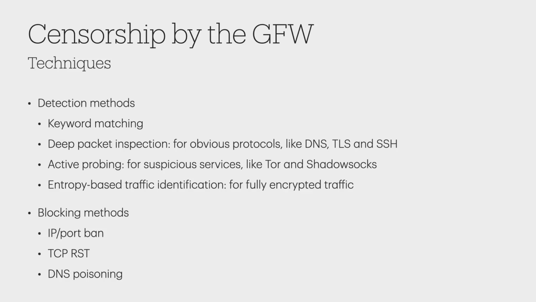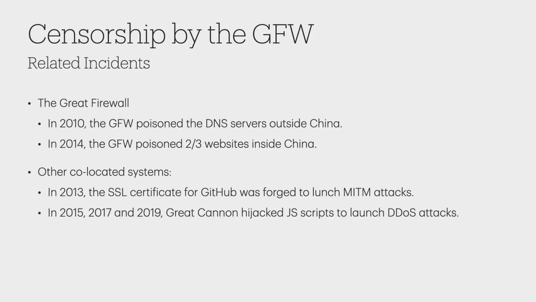When it determines a host is serving sensitive data, it may ban the IP address, port, or inject TCP reset to kill the connection. For DNS queries for sensitive domains like Google, it injects forged responses to tell the client a wrong IP address. There have been several global incidents related to the Great Firewall. In 2010, the Great Firewall poisoned DNS servers outside China, affecting domains like YouTube and Facebook. In 2014, the Great Firewall poisoned 2/3 of domestic websites, causing the largest internet outage in China.